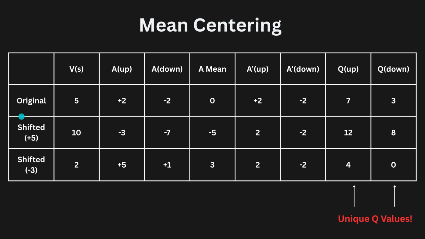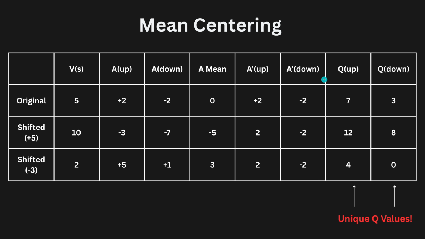But now, let's say we shifted everything over by 5. So I have 10, minus 3, minus 7. No problem. What's the average of minus 3 and minus 7? Well, that's minus 10 divided by 2, which is minus 5. And now let's just check. If I do minus 3 minus -5, that's minus 3 plus 5, that's 2. And if I do minus 7 minus -5, that's minus 7 plus 5, that's -2.